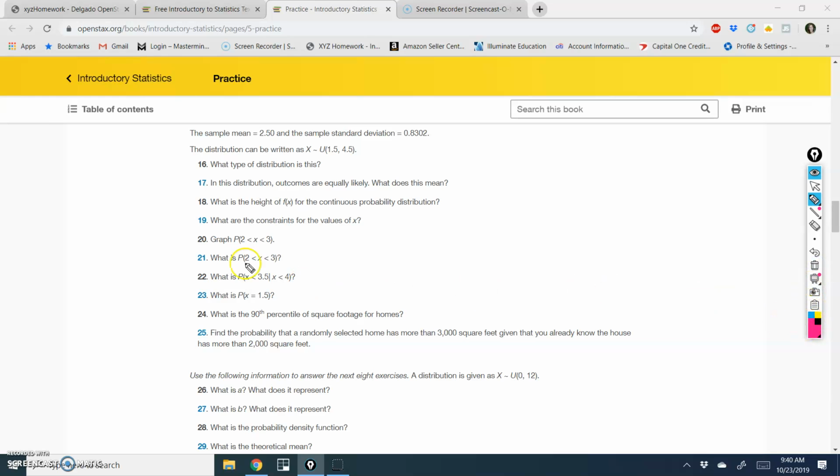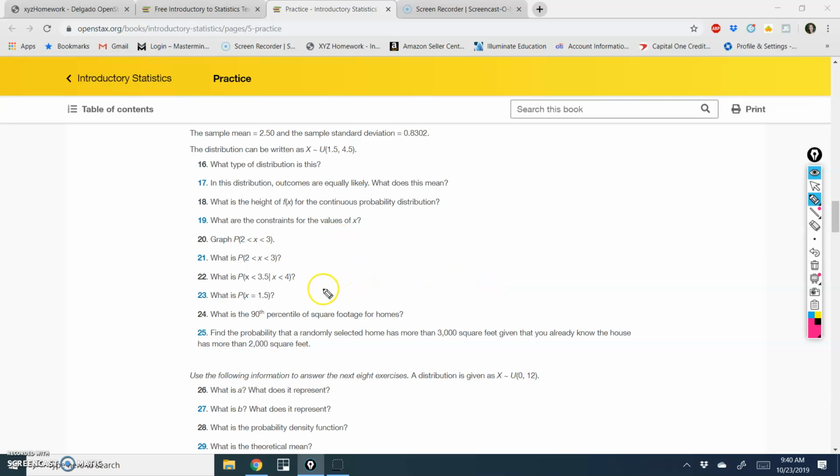All right, more simply, number 23: what is P of x equals 1.5? I don't care what your distribution is, as long as you're in a continuous distribution, which we are, P of x equals any number is always 0. If we're not looking at an interval, it's 0. We have no area here. This is the probability of a point, which is the area of a line, which has no area. So the probability of x equals a number is always 0. So 23, 0.